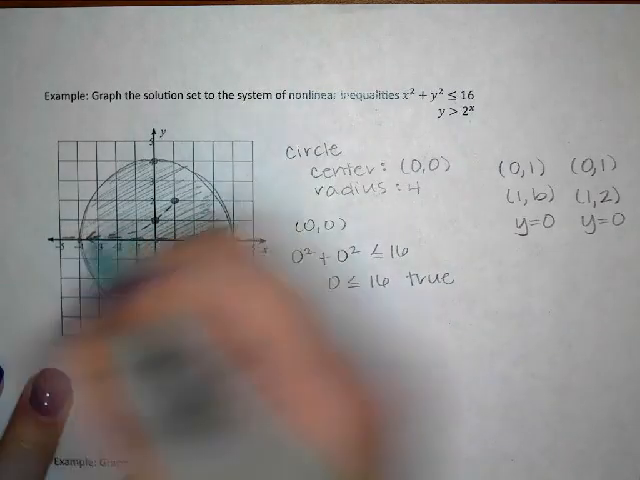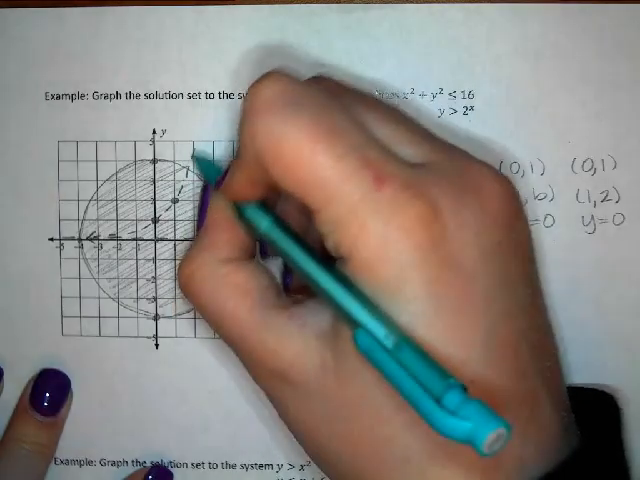Okay, and here 0, 0 is beneath the line. I'll go ahead and use 0, 0.